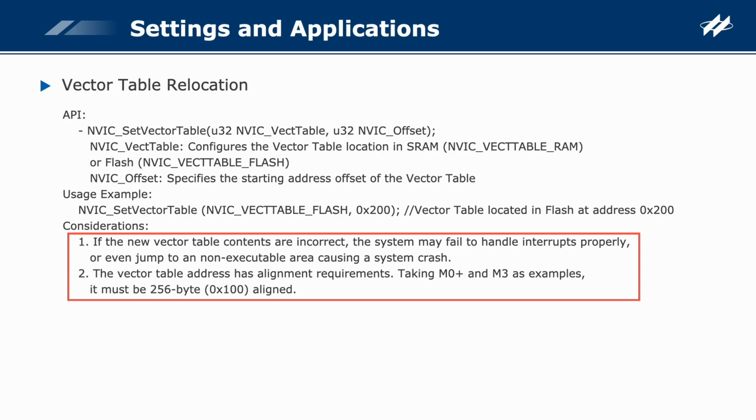2. Vector table address alignment requirements. Taking Cortex-M0 Plus and Cortex-M3 as examples, the vector table base address must satisfy 256-byte, hex 100, alignment. This means the starting address must be an integer multiple of 256, e.g., hex 100, hex 200, hex 300, etc.